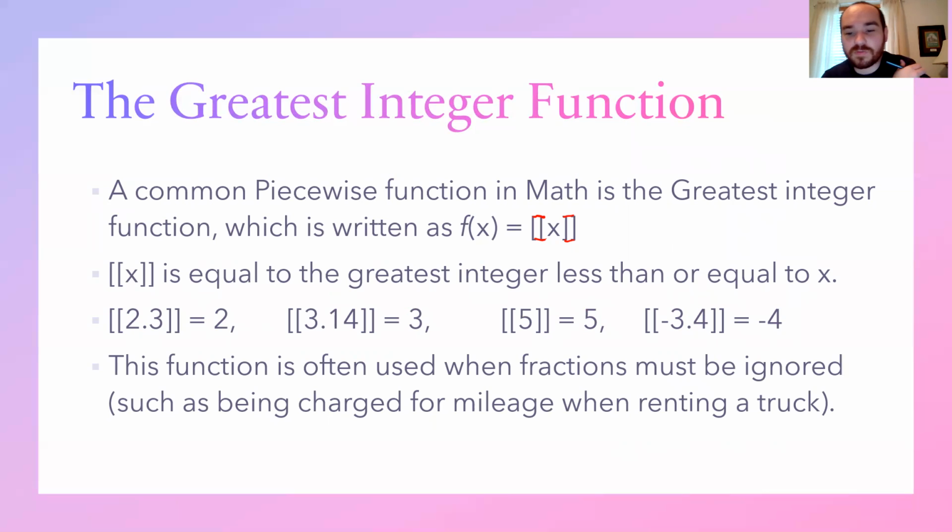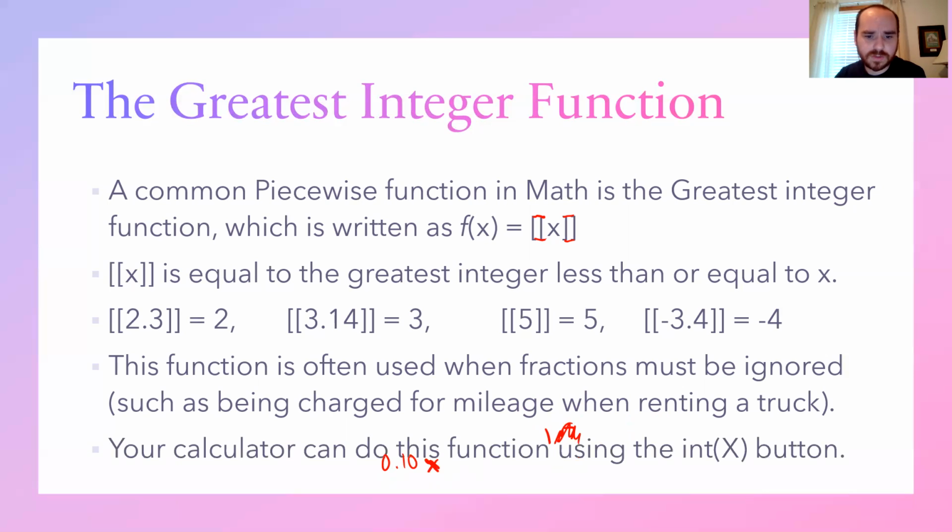But this function is often used when fractions must be ignored, such as being charged for mileage when renting a truck. Now, obviously, all of you were too young to have rented a car before. In fact, honestly, until 2 years ago, I was too young to have rented a car before, and I've never done it. But they often charge mileage. So, like maybe they charge 10 cents per mile. So it'd be abbreviated like this: 0.10x. But let's say you drive 1.7 miles, they don't care about the 0.7, so they would just call it 1. So that's what this greatest integer function allows us to do. It just rounds down, basically. So hopefully that one's not too terribly difficult.